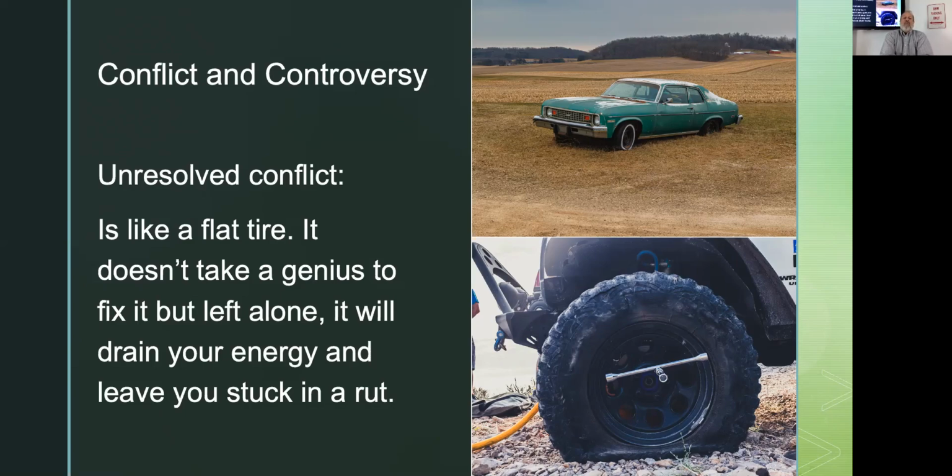Now, what I find funny, though, is that thinking of it like a flat tire, yeah, it gets you stuck, right? But it doesn't take a genius to actually fix a flat tire. What it does is it takes effort. Left alone, it's going to drain your energy, and like we said, you'll get stuck in a rut. But the good news is it doesn't take a genius to fix it, but it does take effort. It does take some work. And we want to talk about that.